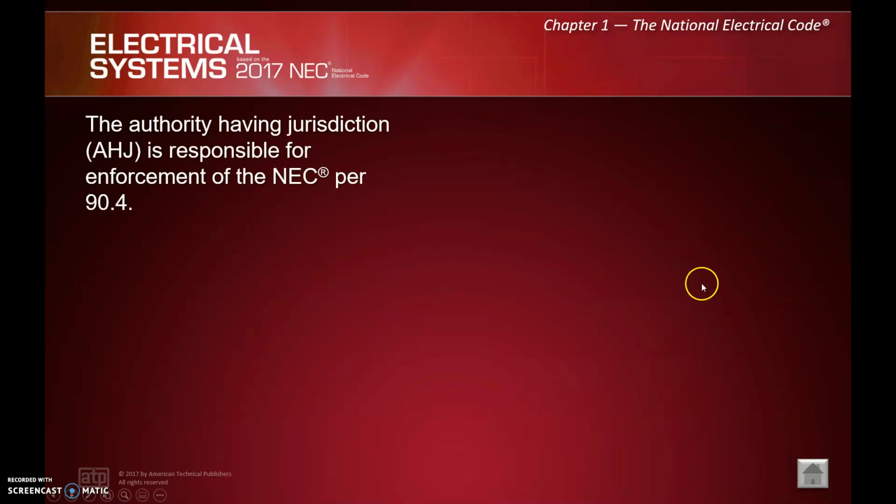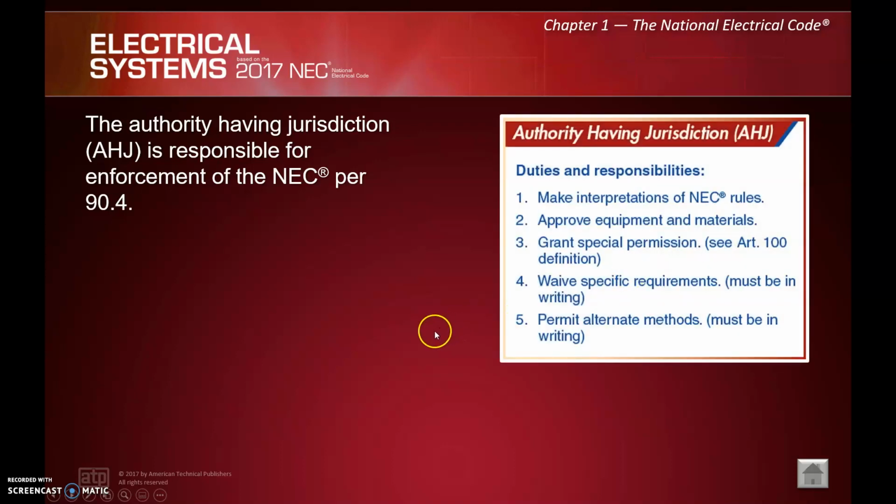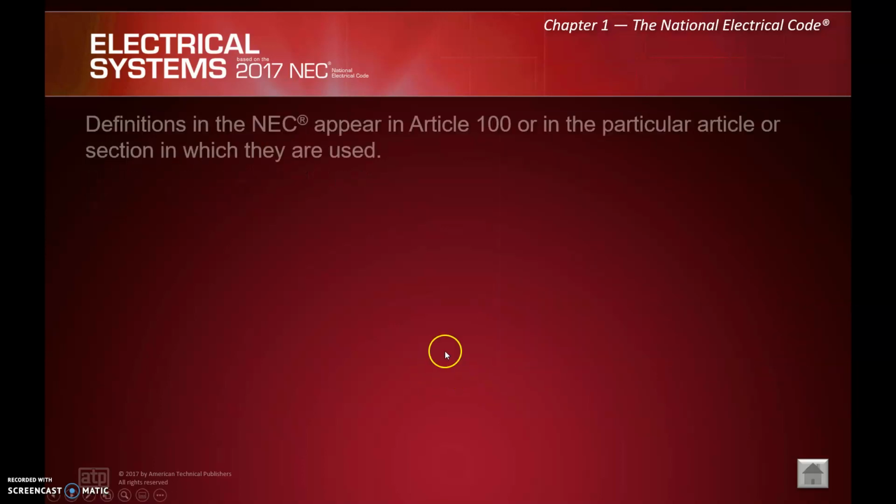All right, so another definition we're going to talk about is AHJ, authority having jurisdiction. Basically, the thing to know here is that's going to change depending where you are, what area geographically, or what industry you're working in. We all know authority having jurisdiction, just as the name says, that's the guy that's going to kind of cover all these duties and responsibilities that you see here.